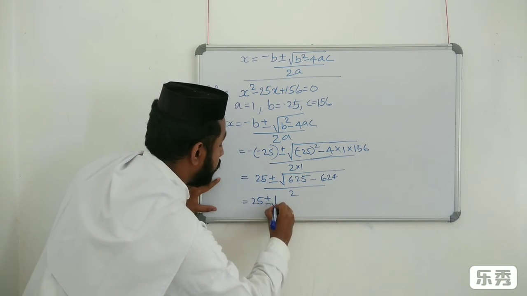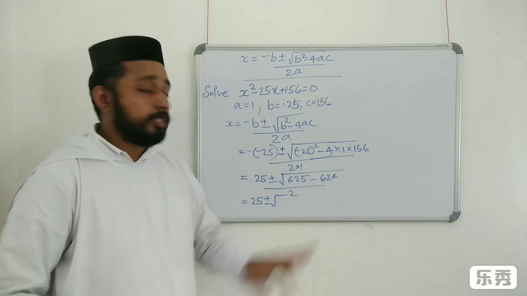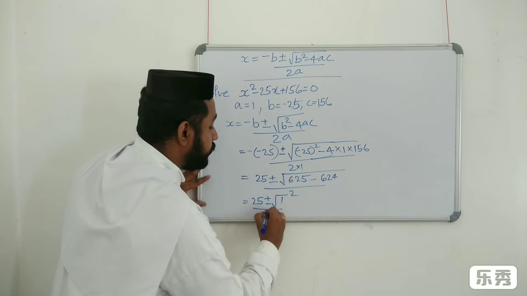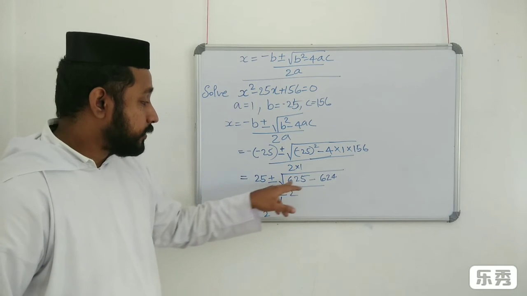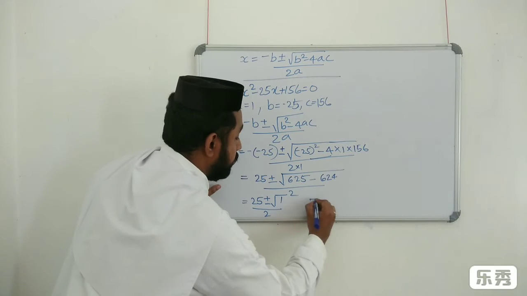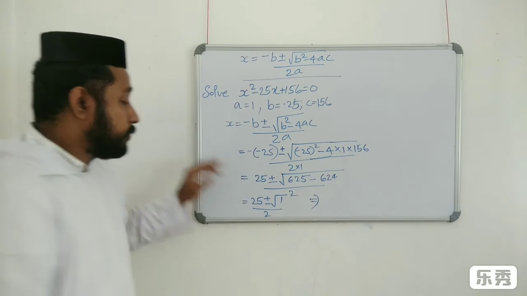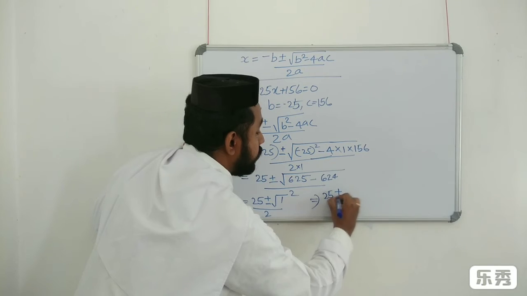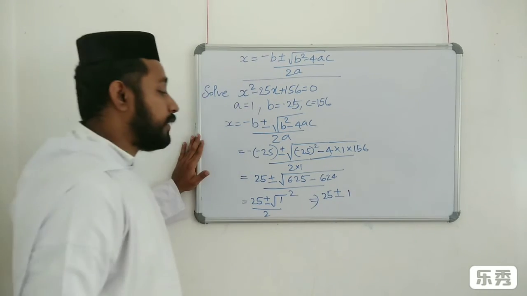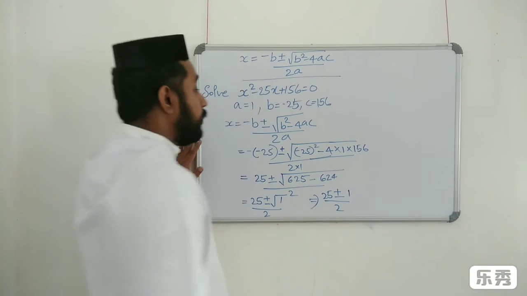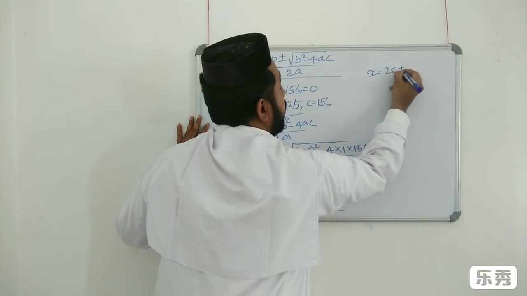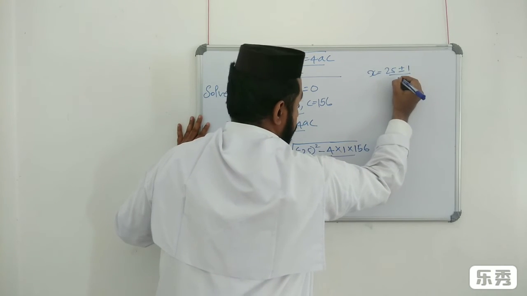So 25 plus or minus root of 625 minus 624, which means 1, by 2. The root of 1 is 1. So 25 plus or minus 1 divided by 2. So we got x is equal to 25 plus or minus 1 by 2.